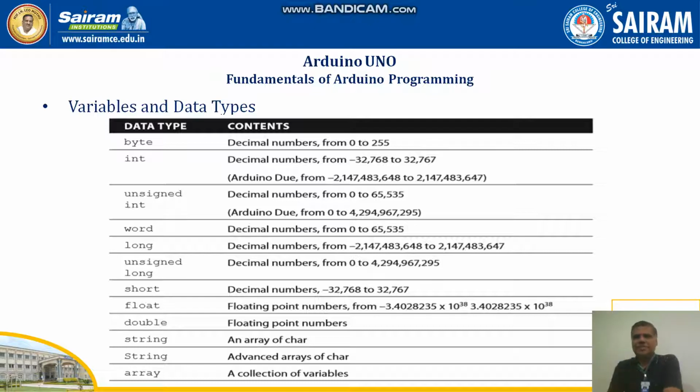So the ranges have been already specified over there, so you can just check it out. And word is going to be there, maximum of 64 KB. That is, I think, 0 to 65,535. Then long is there, long int, short, float, double, string. Then strings are of two types: array of characters, and another is advanced array of characters. Then arrays are there.